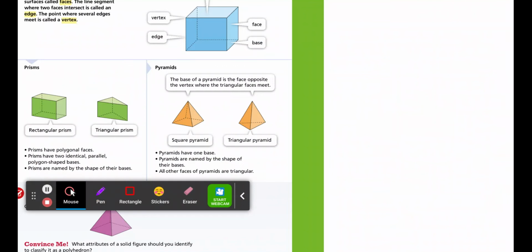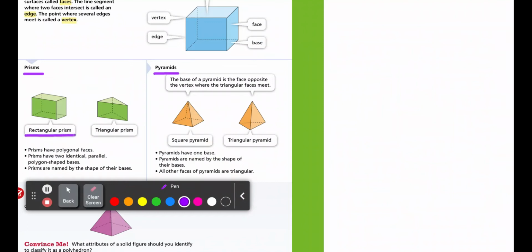Now let's look at the difference between prisms and pyramids. So we have two types of prisms, the rectangular prism and the triangular prism. You may notice that one has the word rectangle in it, one has the word triangle in it. So these prisms have polygonal faces. That means that they have faces that are shaped like polygons.